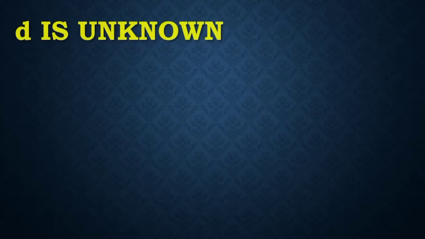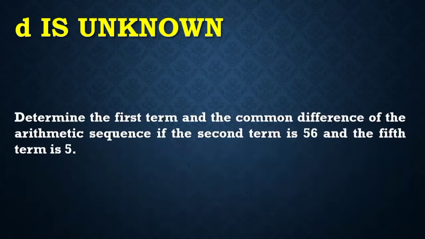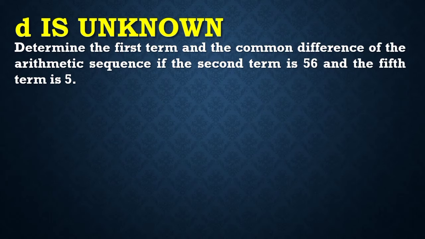Next, our second problem. Determine the first term and the common difference of the arithmetic sequence if the second term is 56 and the fifth term is 5. Okay. So, lista lang natin yung ating mga given. So, the first term, wala. Okay. So, sir, paano po yun? Wala po yung first term. Wala din po yung common difference. Pwede kaya nating makuha yung common difference? Wala yung first term. Of course, pwede, as long as may given na dalawang term.